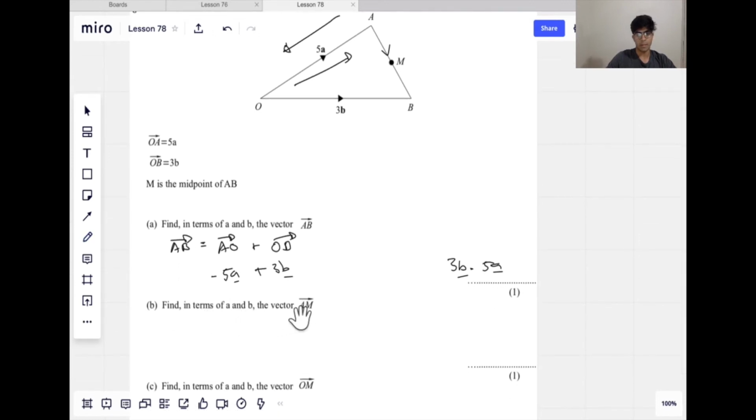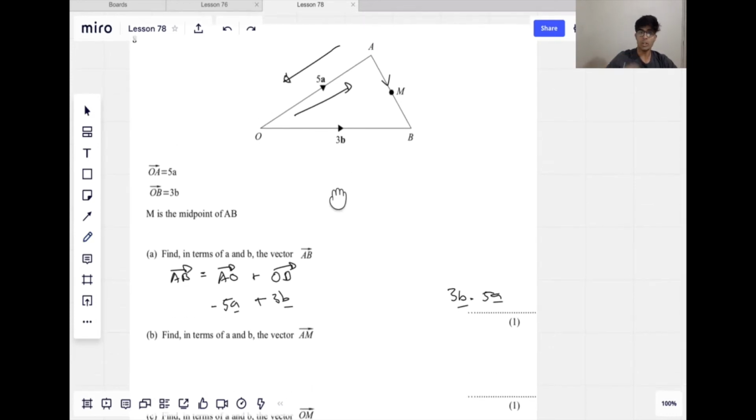Find, in terms of A and B, the vector A to M. Well, if we want to go from A to M, how might we do that? Well, if M is the midpoint of AB, right? That means that AM is half the distance, but along the same direction. So if we go along the vector AB, but we just stop halfway, then we've got to M. So it's just half of A to B.